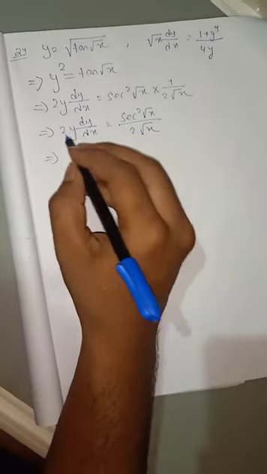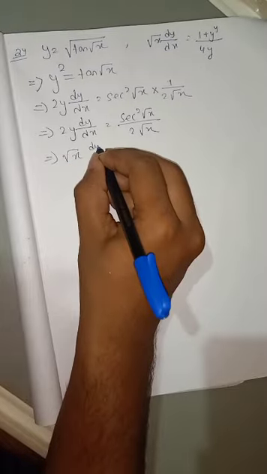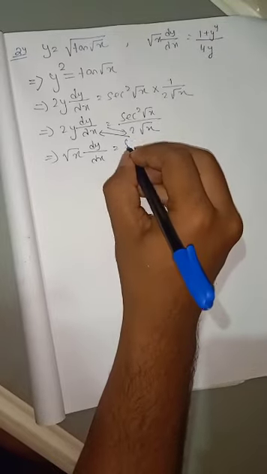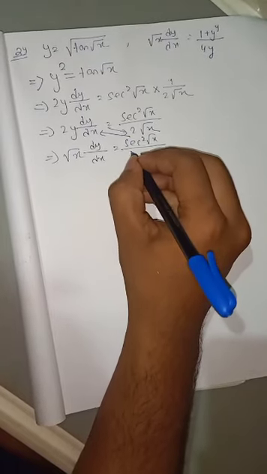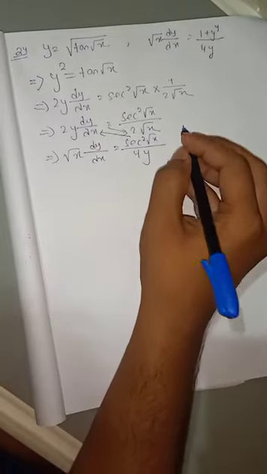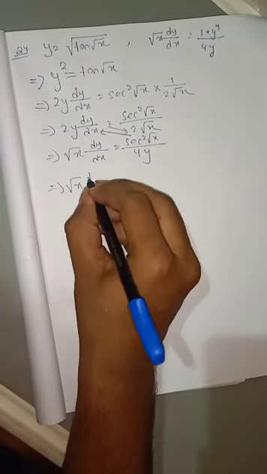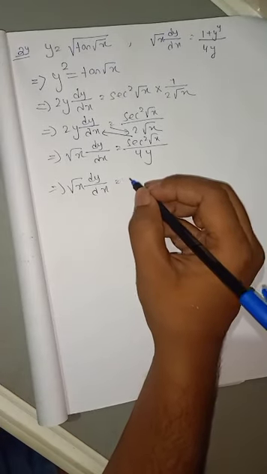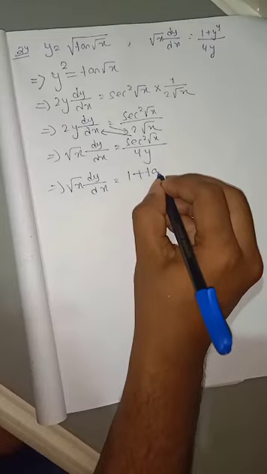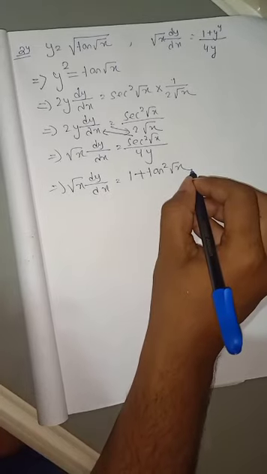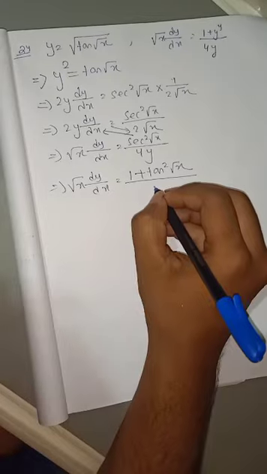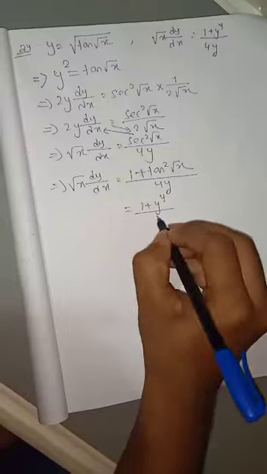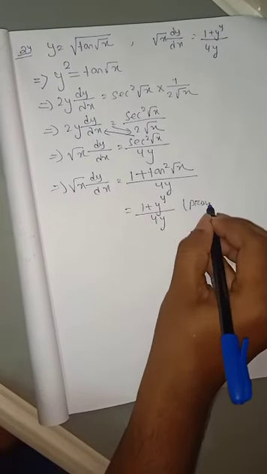So root x dy by dx is equal to sec square root x by 4y, since the 2 and 2y make 4y. Okay, root x dy by dx is equal to sec square theta, where sec square theta minus tan square theta is 1, so sec square theta is 1 plus tan square theta, 1 plus tan square root x, by 4y. The value of tan root x is y square. So tan square root x is y to the power 4, and we get (1 plus y to the power 4) by 4y. Proved. Very easy question. Write it.